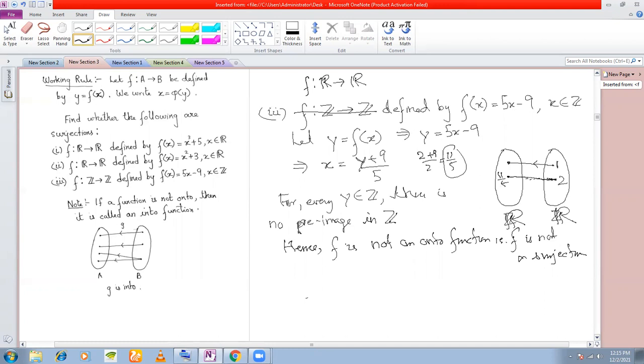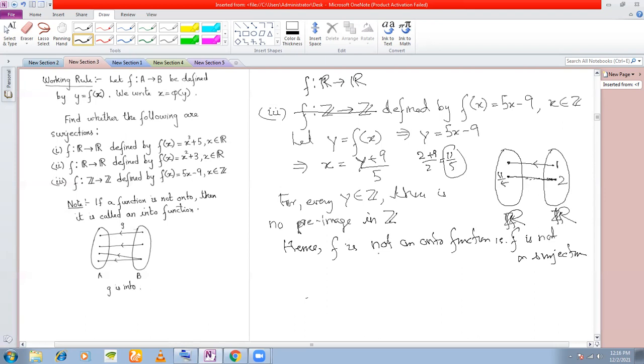So it entirely depends on the definition of sets A and B also. If a function is not surjective, and you change the definition of A and B, then the function may be surjective. It is not that 5x - 9 will never be surjective; it can be surjective also. Fine. And there is a note here that if f is not a surjection, then it is called an into function. That is, if f is not an onto function, then it is called an into function.